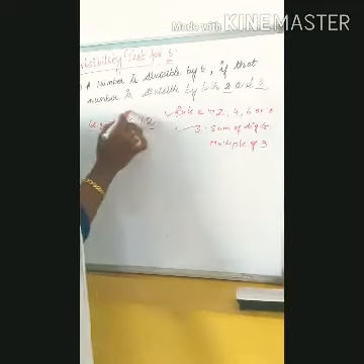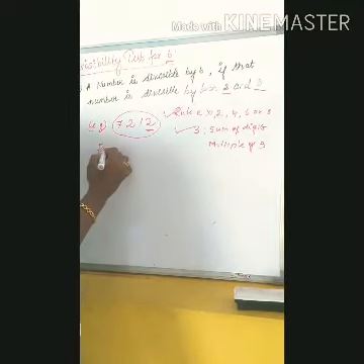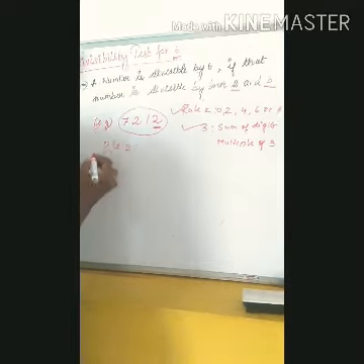So, I have taken an example of 7212. You can check here. First check the rule for 2. Divisibility rule for 2.